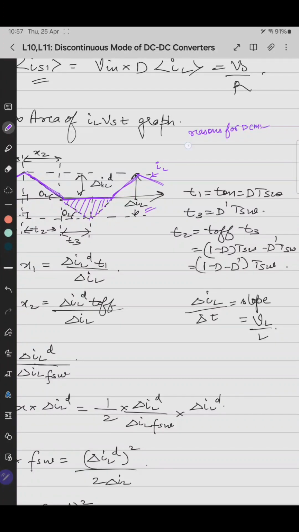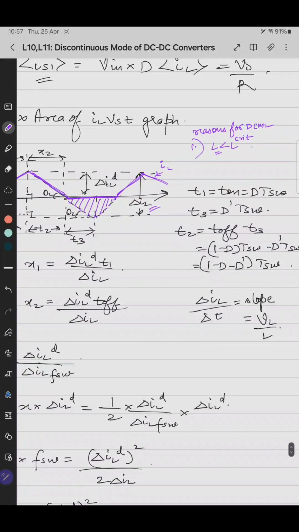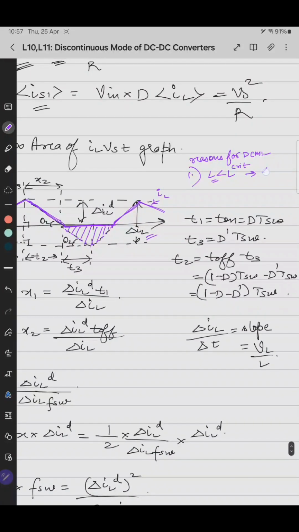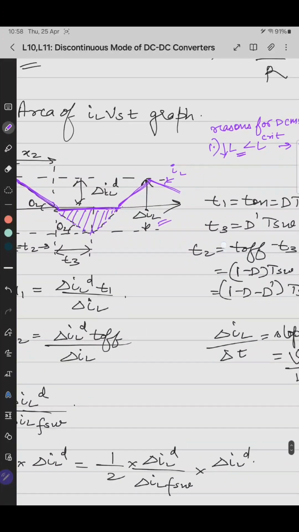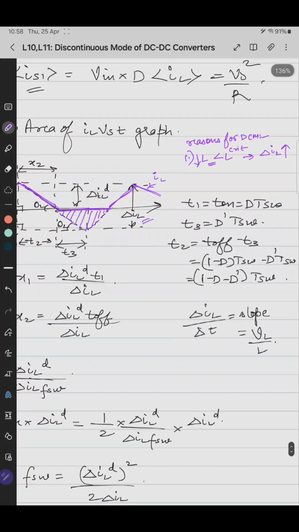The reasons for DCM: first is L less than L critical. So how does L affect the discontinuity? It widens the band. What happens is, as L increases, delta IL decreases, or vice versa. I am saying that L is less than L critical, so I am reducing the inductor. So what happens? The band delta IL increases. So as the band increases, the waveform can go in the negative direction, which can get clipped off. So that can result in discontinuity.